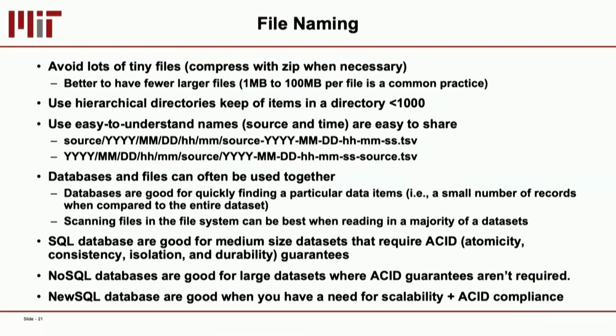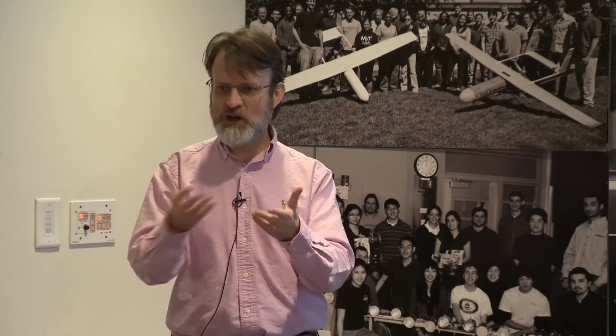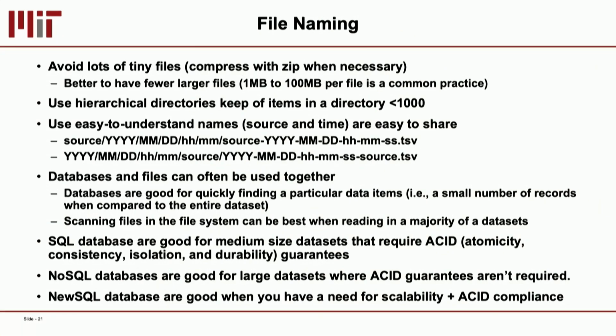You want to keep directories to less than 1,000 files. That's pretty common nowadays, creating directories with a really large number of files. Most systems don't really like that. You'll find it's also hard to work with. And so that's something you want to keep your directories less than 1,000. And so you do that by using hierarchical directories.